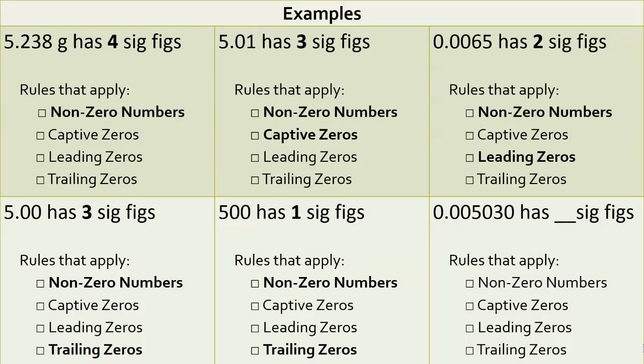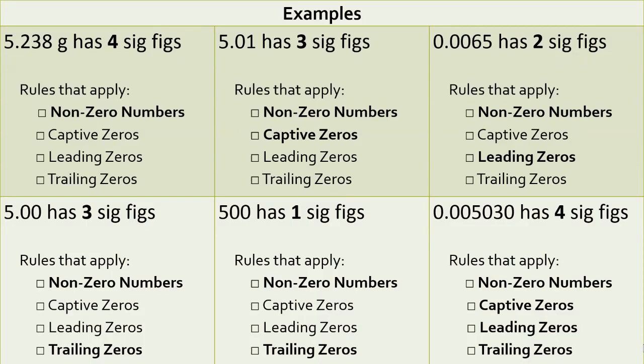Okay, so this last number is a little intimidating. So we have leading zeros coming in front. We have non-zero numbers. We have that captive zero between the 5 and the 3, and then we have trailing zeros. So all of the rules are going to count. Well, if we go down our list, non-zero numbers, the 5 and the 3, those are going to count. The captive zero is also going to count. Leading zeros, they never count. And then for the trailing zero, it will count if there is a decimal. Okay, so if I think about all of that, that means the 3 zeros at the front, those are all leading zeros, so I'm going to ignore those. But the 5030 at the end, all of those are significant. So this answer will have 4 sig figs.